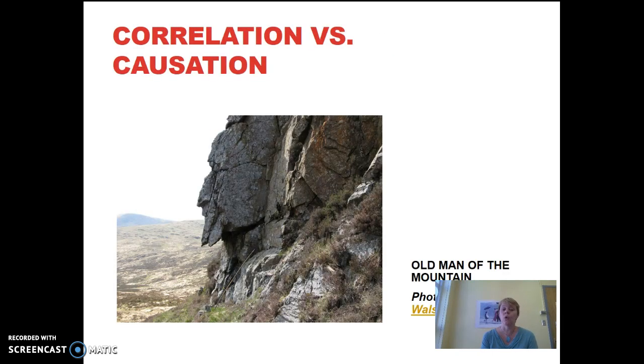Another thing to consider is correlation versus causation. We are pattern seekers, and we look to see when there are patterns. But one problem is that sometimes we see patterns when there aren't any. An example of this is a picture of the Old Man of the Mountain. The mountain face kind of looks like a human face, but that's because humans are geared to look for human faces.